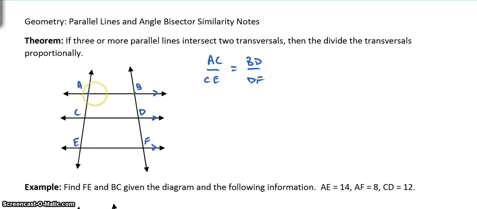Or you could go left over right, left over right. So I could go AC over BD is equal to CE over DF. Again, it's all about being consistent. So this went top over bottom. This went left over right. Whatever one you're comfortable with, that's fine. Just make sure you're consistent.